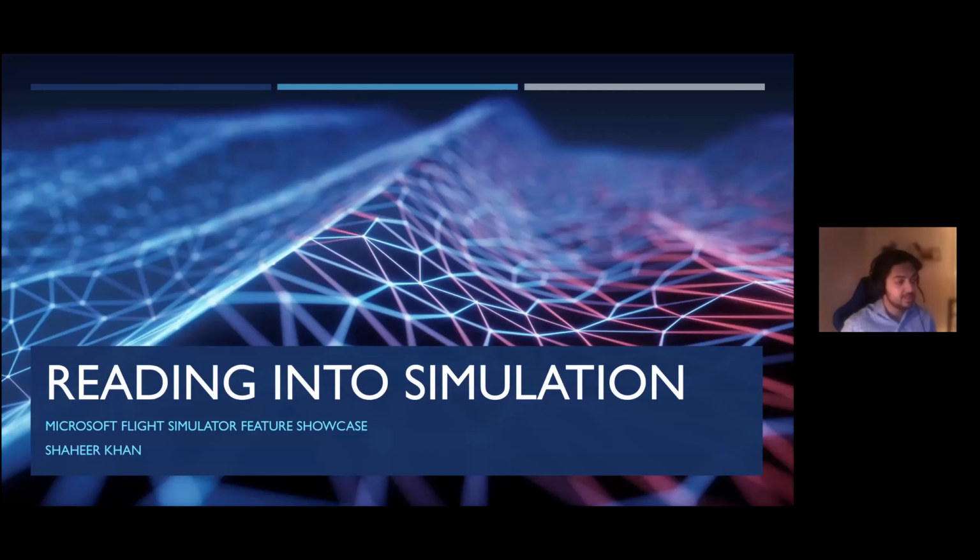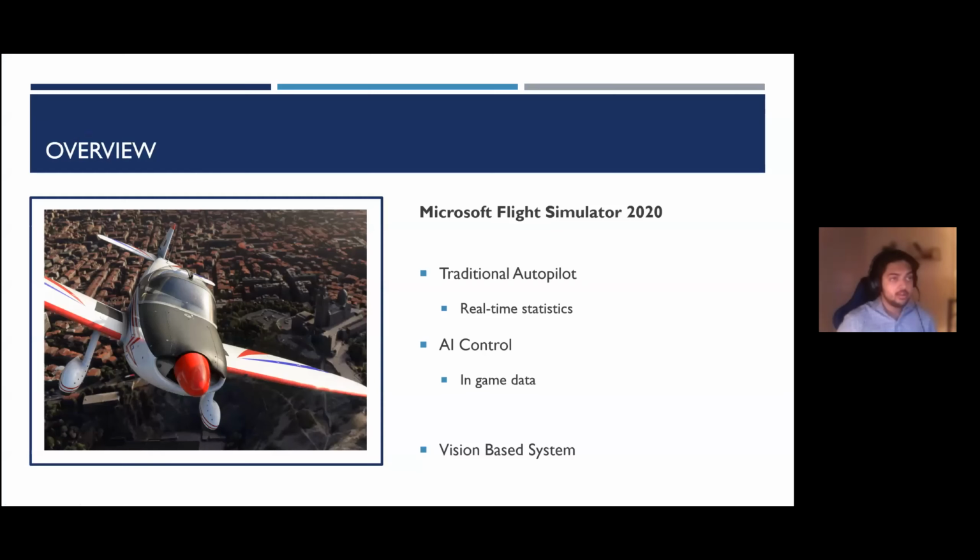This is my presentation, Reading into Simulation, featuring Microsoft Flight Simulator 2020. So a brief overview, Microsoft Flight Simulator 2020 is one of the hottest flight simulators in the market currently. The game has two autopilot systems, a traditional autopilot, which is what a real plane usually features with real-time statistics. And this is what in a traditional sense autopilot would look like.